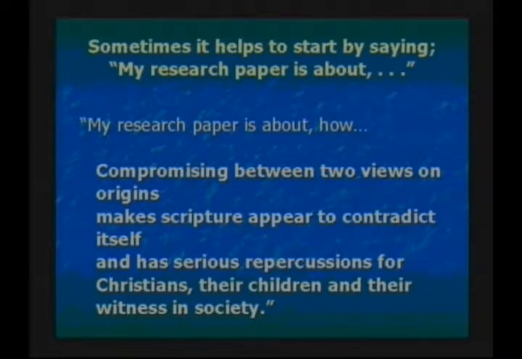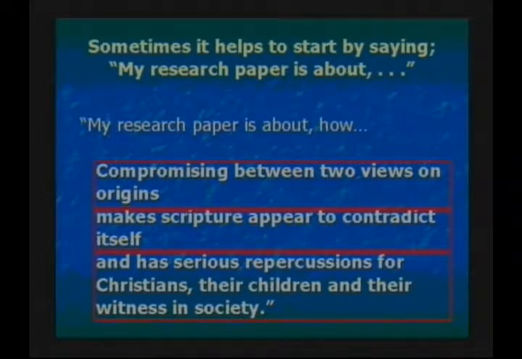My research paper is about how compromising between two views on origins, okay? That's the first outline Roman numeral. Compromise between two views on origins makes Scripture appear to contradict itself, okay? The contradiction of Scripture, that was the second Roman numeral point, see that? And it has serious repercussions for the Christians, their children, witness in society, okay? What does compromise have as an effect, okay? So that's 3 Roman numeral points. I can clearly identify it, and I'll guarantee you when I read your paper, I had better find your thesis outline in your thesis statement, because that's what I'm looking for.